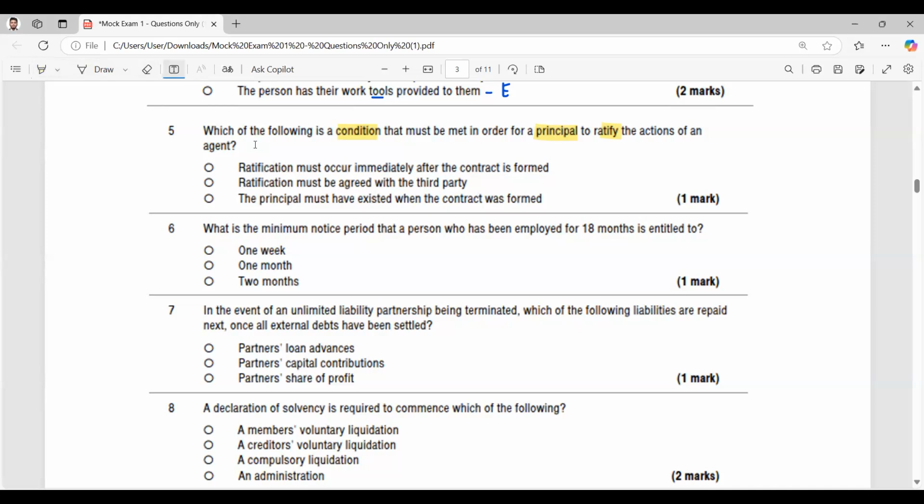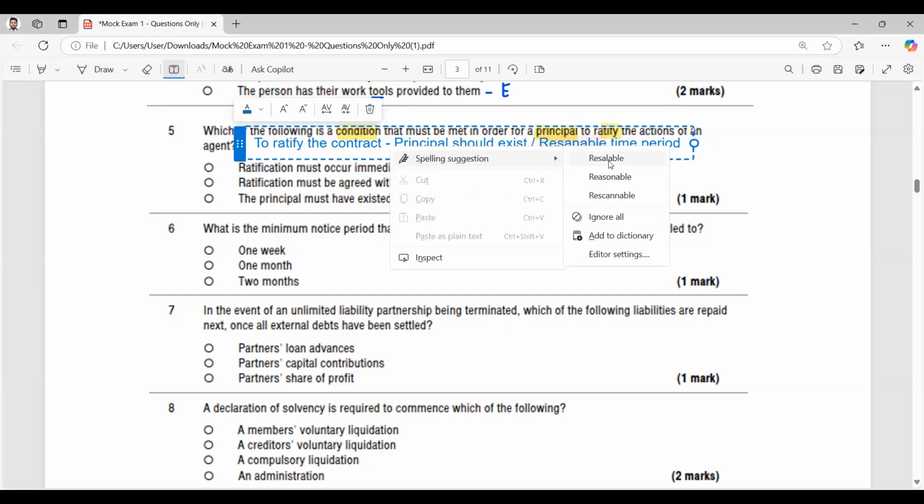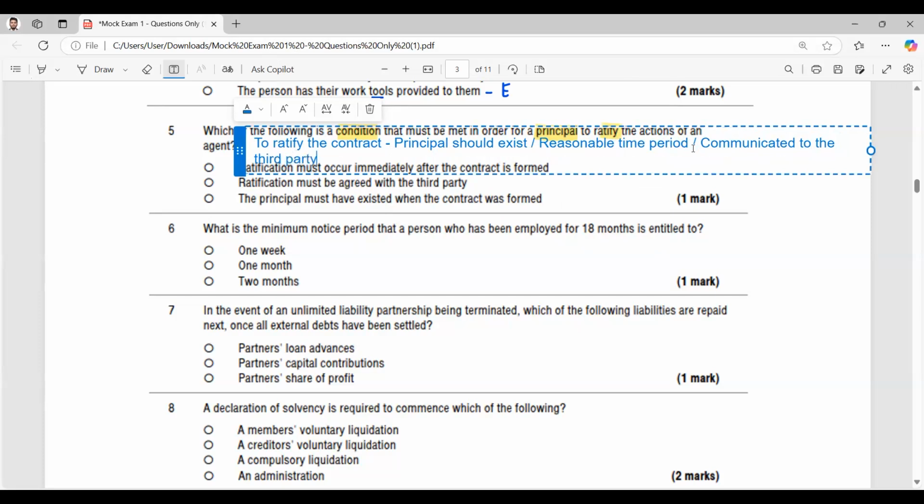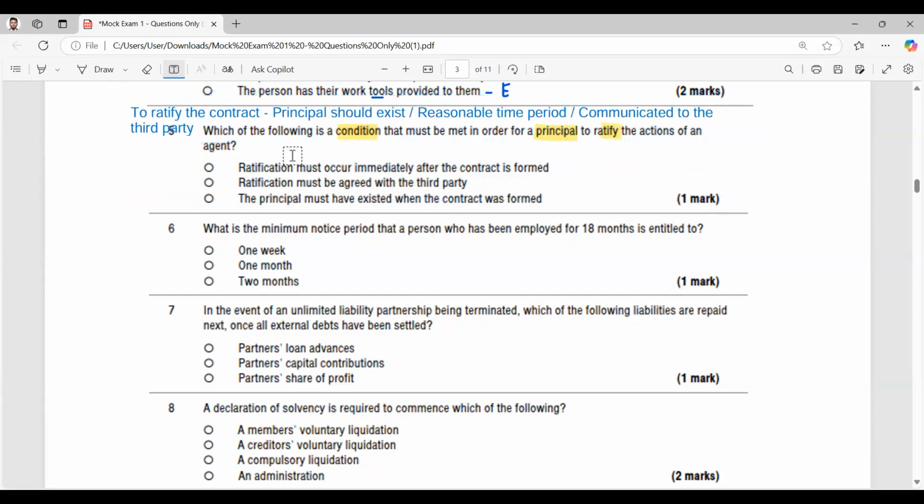So technically, you can say, let me also draft for you. To ratify the contract, the principal should exist. Then it should take place in a reasonable period of time. And you need to make sure it is communicated to the third party. So these are the conditions that you need to fulfill.